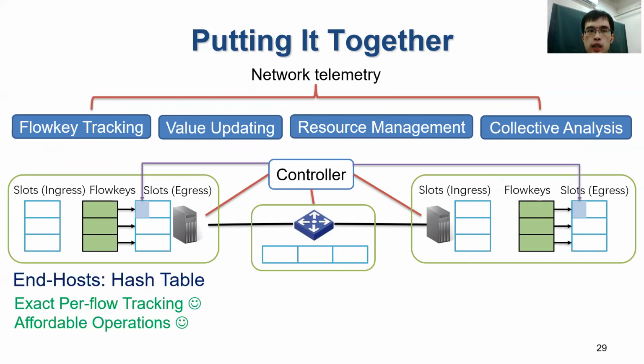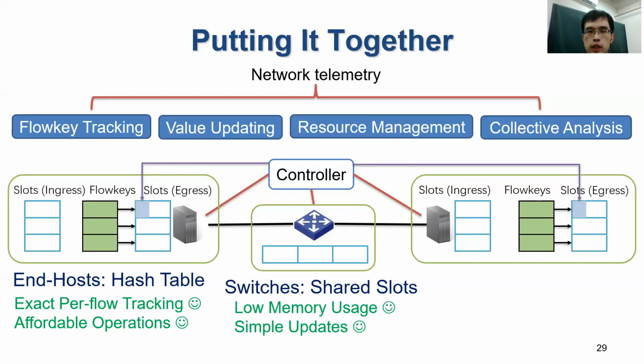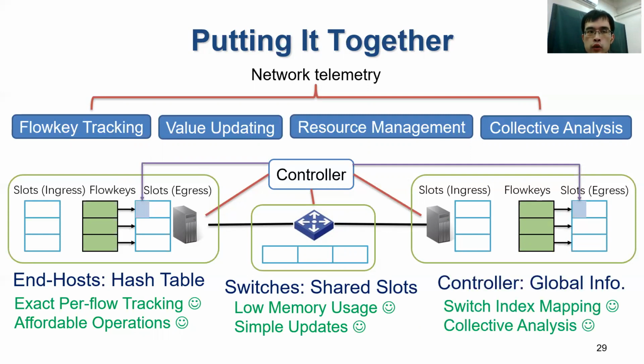In end hosts, the memory is sufficient to host hash tables, and the hash operation is acceptable for general CPU. In switches, we only extract switch index and update counters. Both operations are supported by commodity switch ASICs. For switch memory, since we let flows share counters, the memory consumption is also limited. And in the controller, we mainly leverage its global view to allocate slots and perform collective analysis.